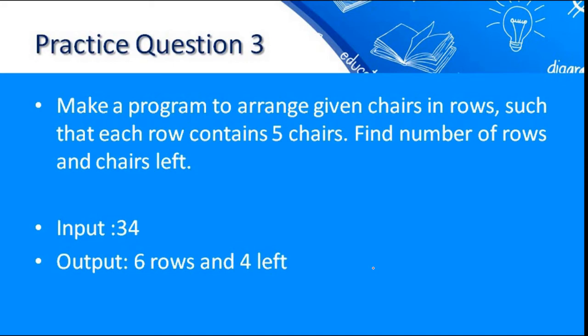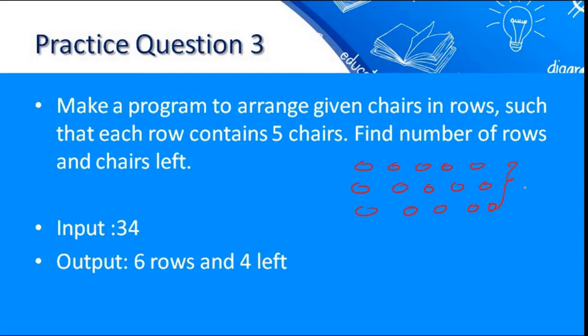Here we have to make a program to arrange given chairs in rows such that each row contains 5 chairs, and find the number of rows and chairs left. So what does it mean? Basically we have to arrange some chairs in this way, in a group of 5 like this.